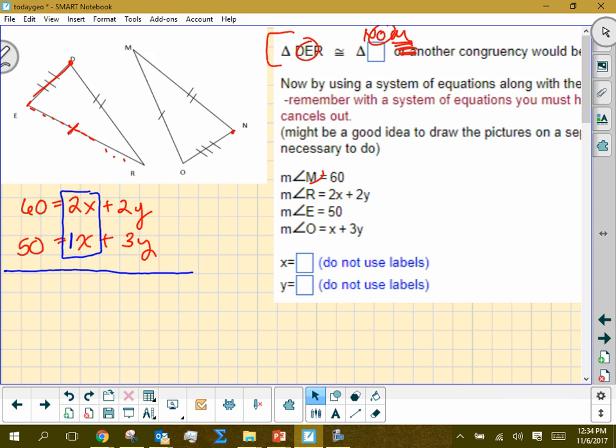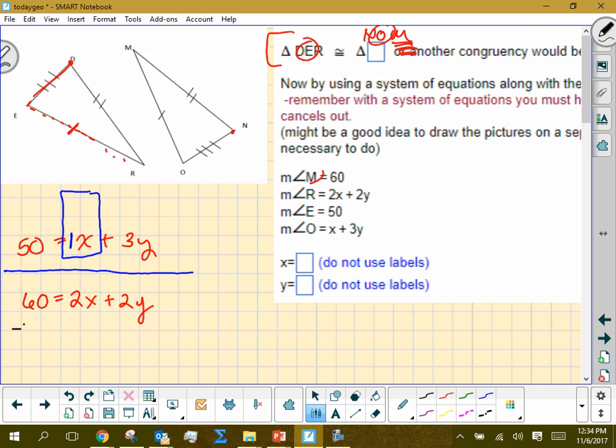So the top equation is going to stay the top equation, but the bottom one, everything is multiplied by a -2. So it gives me -100, -2x, -6y. Now those are the two that I want to add together. Doing that, I get -40. What happened to your x's? They disappear. They canceled out. And now I'm left with -4y, so y ends up being 10.